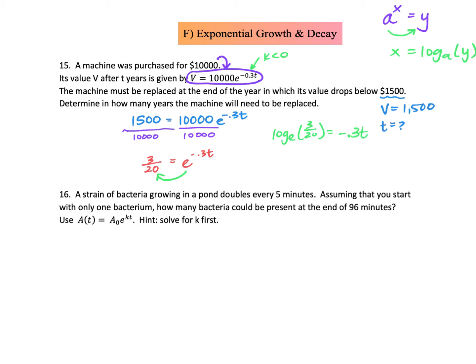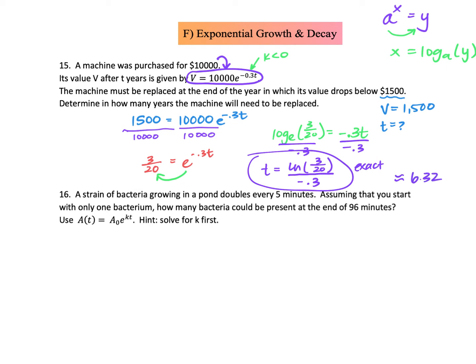Okay. I'm going to rewrite log base e as the natural log. I'm also going to divide both sides by negative 0.3. Without a calculator, or if we wanted to leave our answer in exact form, we would have to leave it in natural log form. Natural log of 3 over 20 divided by negative 0.3. This would be an acceptable answer since it is exact. If you converted that to a decimal, it's going to be about 6.32, so it would need to be replaced at the end of the 6th year.